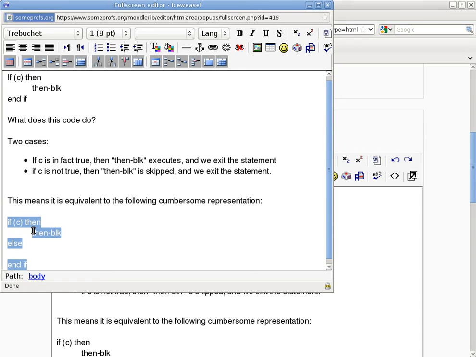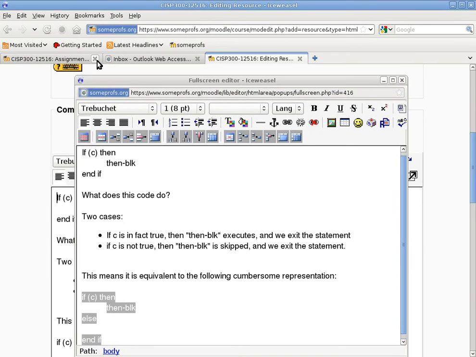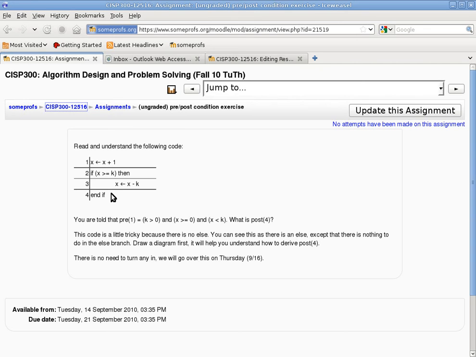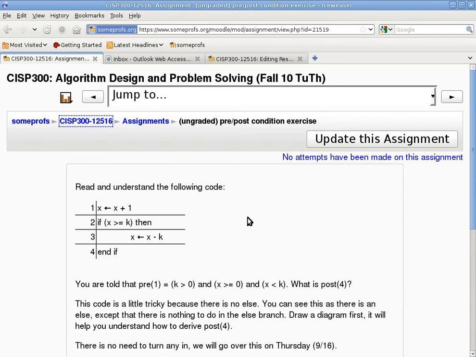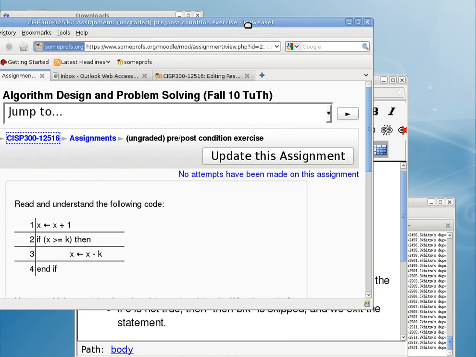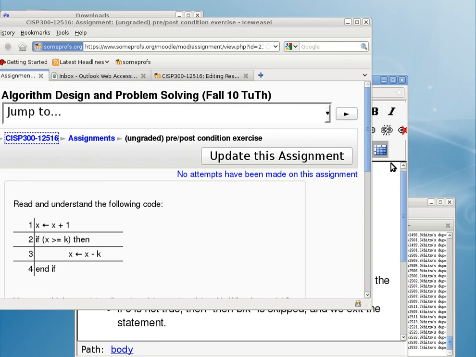No questions? Okay. So we'll go back to the practice question, which is already here, and then we'll try to figure this out. So I'll put this on one side and put the other one on the other side.